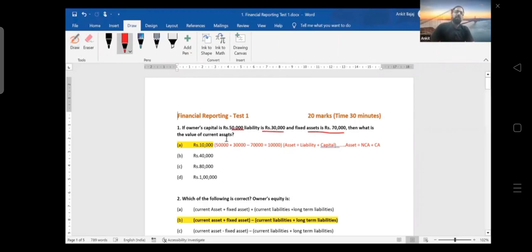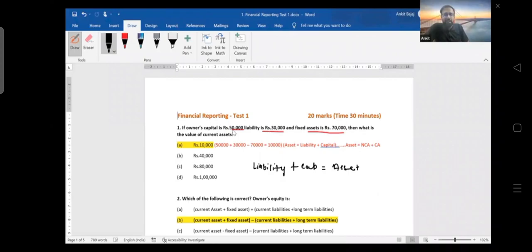What this question is asking is that the owner contribution is 50,000, liability is 30,000 and asset is 70,000, right? So you might know about the accounting equation, or how to prepare a balance sheet. In the balance sheet, we record liability and capital on one side and we record asset on the other side, right? So if I prepare the format of the balance sheet in terms of the accounting equation, liability plus capital is going to be equal to assets, right?